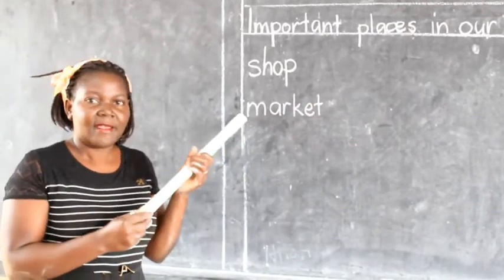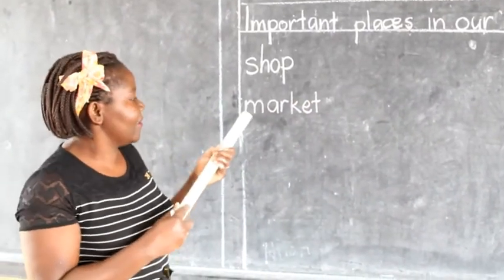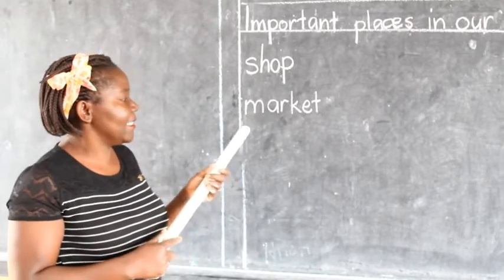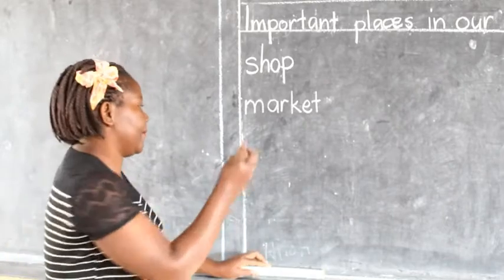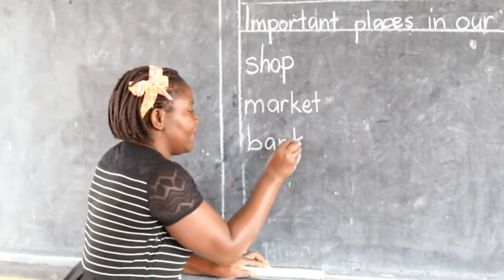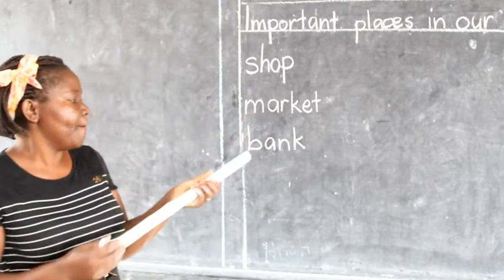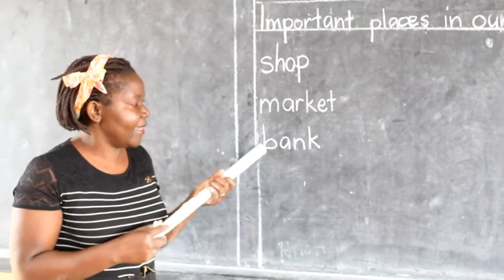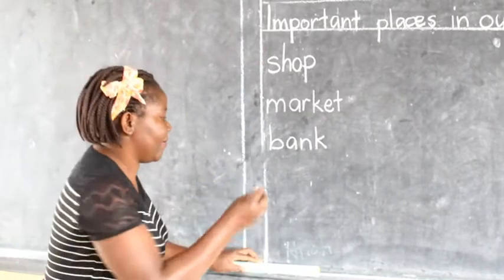Market, everybody, market. We spell M-A-R-K-E-T, market. The next word, bank, bank, B-A-N-K, bank.